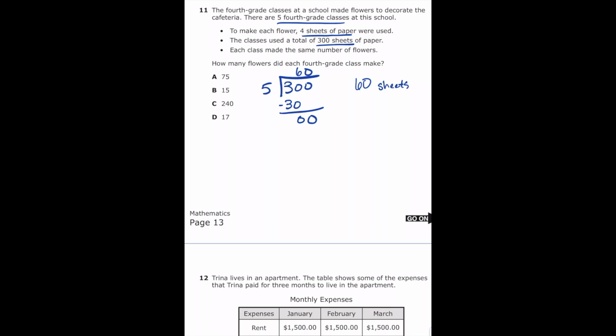All right, now, to make each flower, 4 sheets of paper were used, okay? So if we go ahead and divide 60 by 4, we can find out how many flowers they made, because 4 sheets of paper is needed for each one. So 4 will go into 6 one time. 4 times 1 is 4. 6 minus 4 is 2. Bring down my 0. And 4 will go into 20 exactly 5 times. So that's going to be 15 flowers. And if we look at our answer choices, we're going to get letter B.